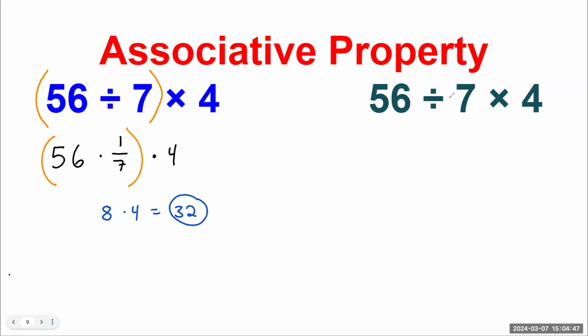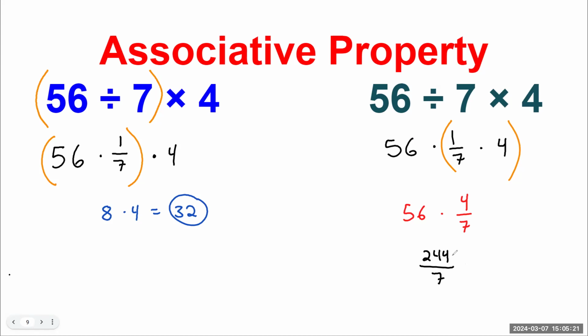Once again, with the associative property, on the right-hand side, I'm going to rewrite 56 times 1/7 times 4. This time we're going to place the parentheses around the 1/7 times 4. That is going to give us a product of 4/7, which is going to be multiplied times 56. And our resulting quotient is going to be 244/7. And 244 divided by 7 will give us a quotient of 32.